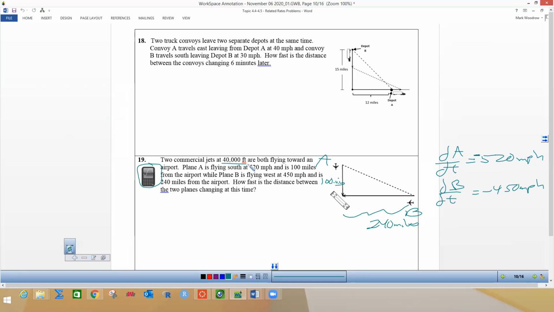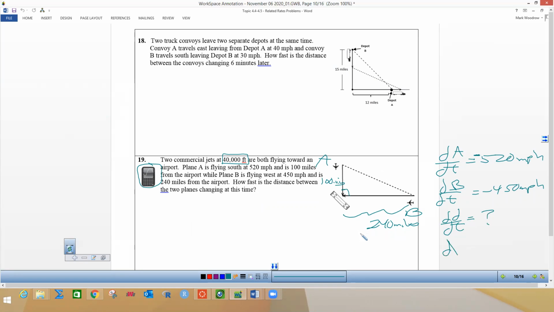Now this 40,000 feet doesn't mean anything except that they're in the same plane, so it's going to be a perfect right triangle here. All right, so how fast is the distance between the two planes changing at this time? So again, we are looking for dD/dt is what we want to know. So we also need to find D.